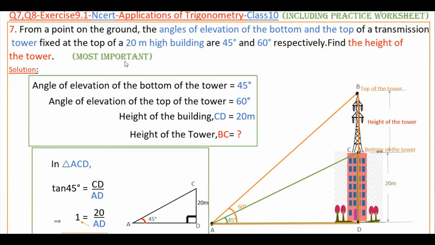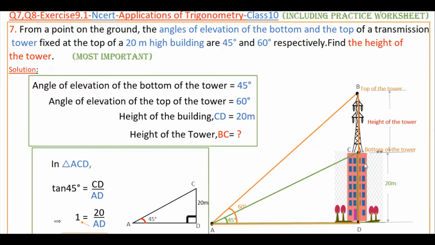Hello everyone. Today I am going to tell the solution of 7th and 8th problems from exercise 9.1 from NCERT, from applications of trigonometry, class 10. This is the 7th problem. From a point on the ground, the angles of elevation of the bottom and the top of a transmission tower fixed at the top of a 20-meter high building are 45 degrees and 60 degrees respectively. Find the height of the tower.